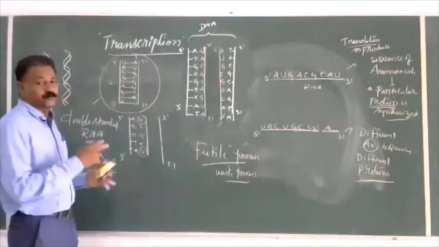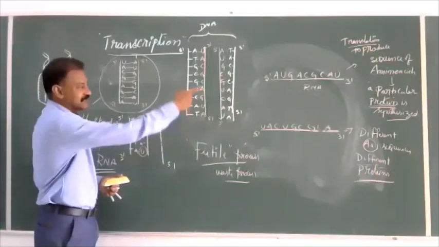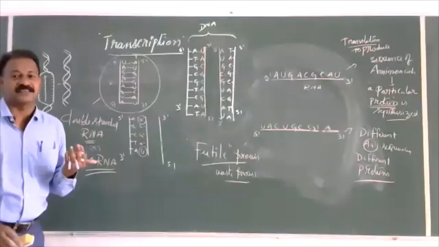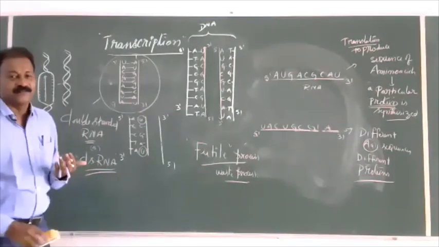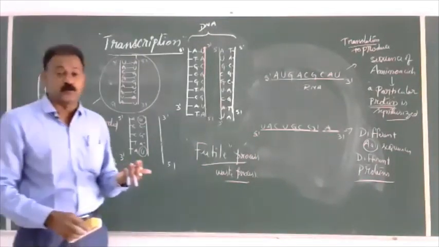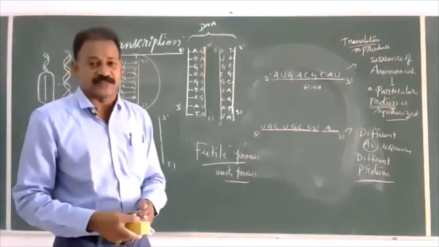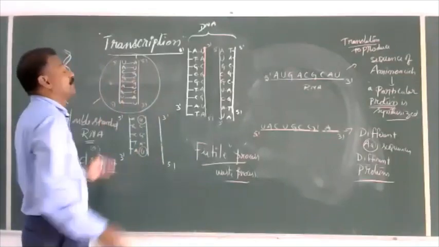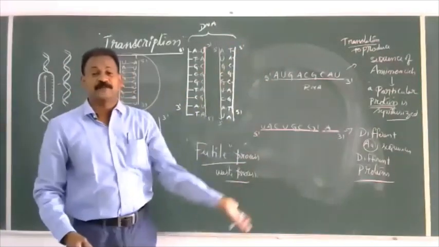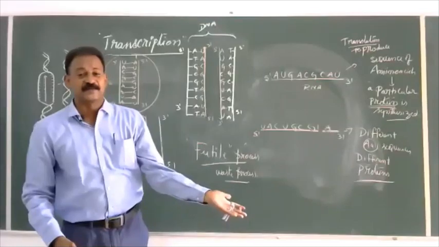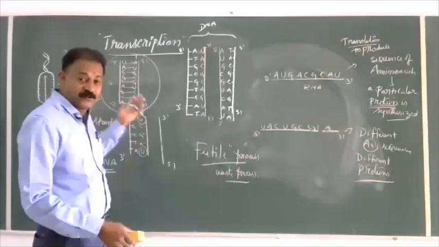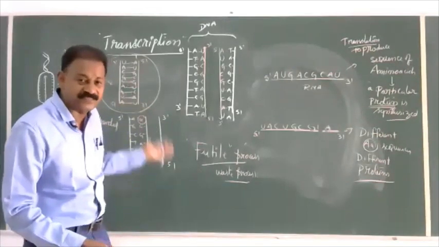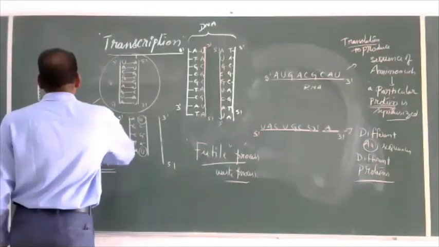For the questions, why two strands are not copied, you will get the answer. Under what conditions is double-stranded RNA produced? If double-stranded RNA is produced, what happens to the translation process? There is no translation because both RNAs are formed here. So there is no expression of character, gene expression. So even though transcription is producing RNA, the transcription process itself becomes a waste process, futile.